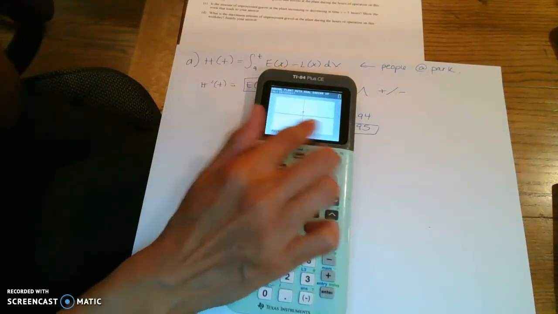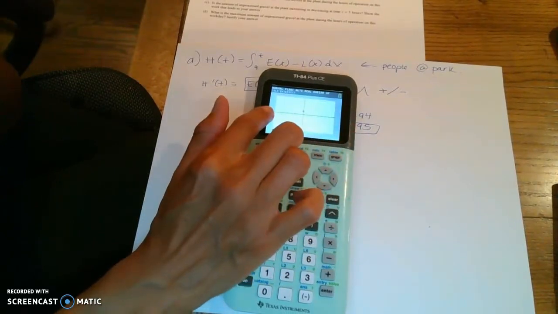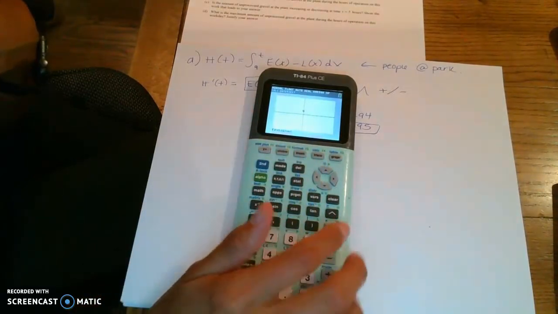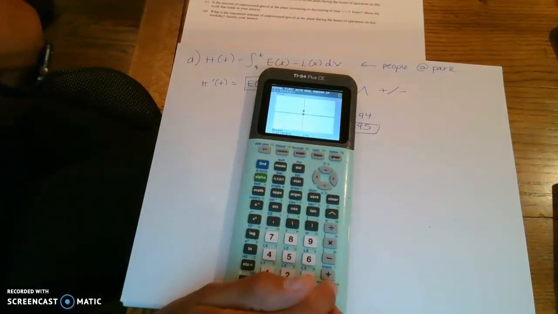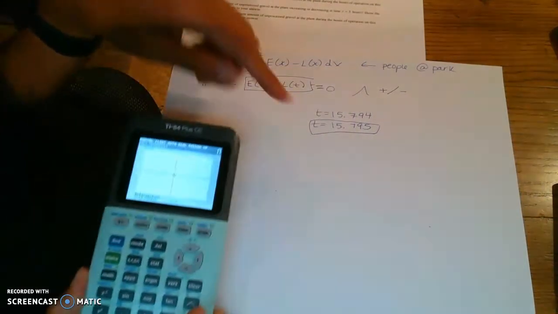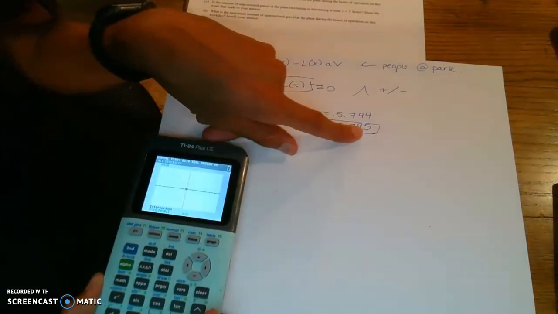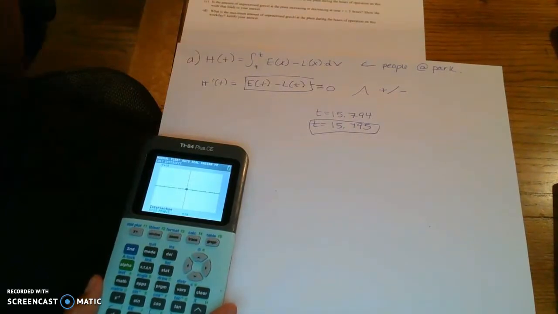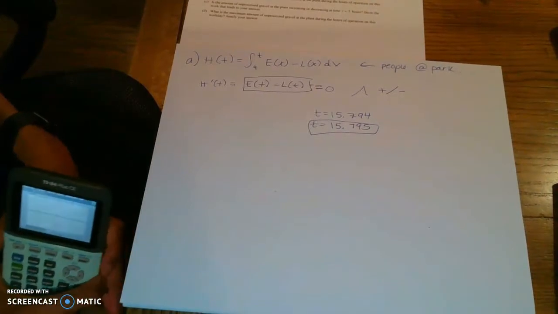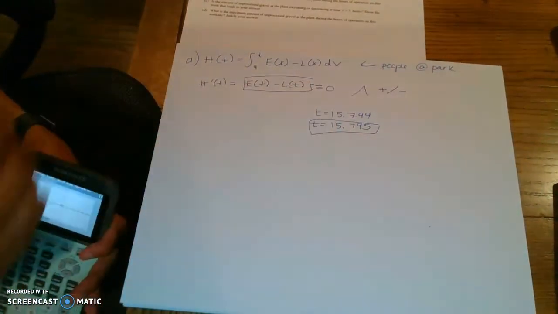If you're not sure where your cursor is because it's not in your window, this is 9, so this is 10, 11, 12. It's around 15, 16. So you get close, press enter 3 times, and then you get 15.794 or 15.795 is the time when the maximum occurs. They did not ask me what the maximum was. They said, when is the time? So you just answered the question.